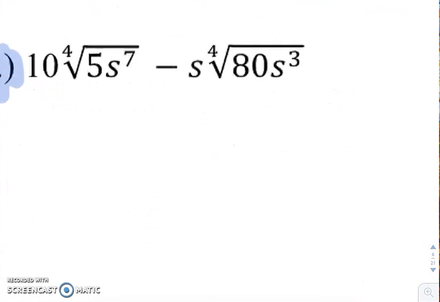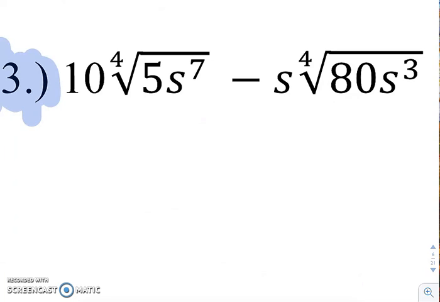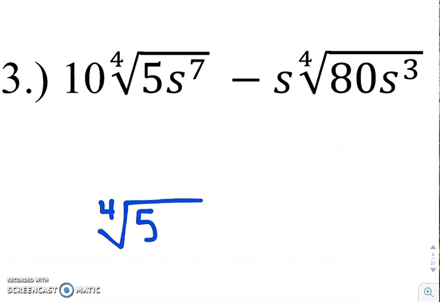So let's look at number 13. For this one, we still need to look at the fourth root of the numbers underneath the radical, but now we've got some variables to pay attention to. So let's just take it one piece at a time. If we look at the first one, 10 times the fourth root of 5s to the 7th, you can't find any perfect fourth roots within 5. So that 5 is going to just stay underneath that radical.